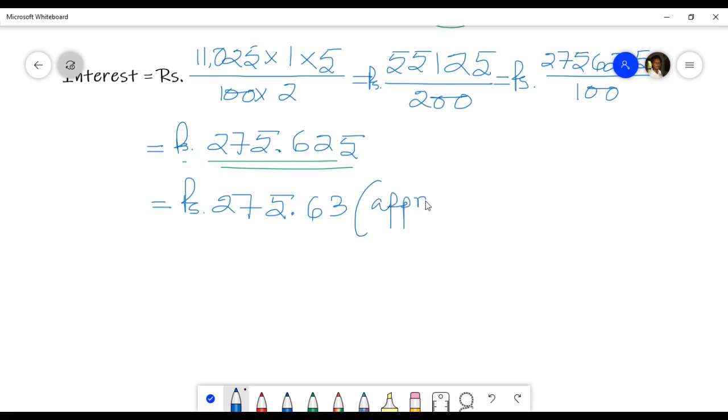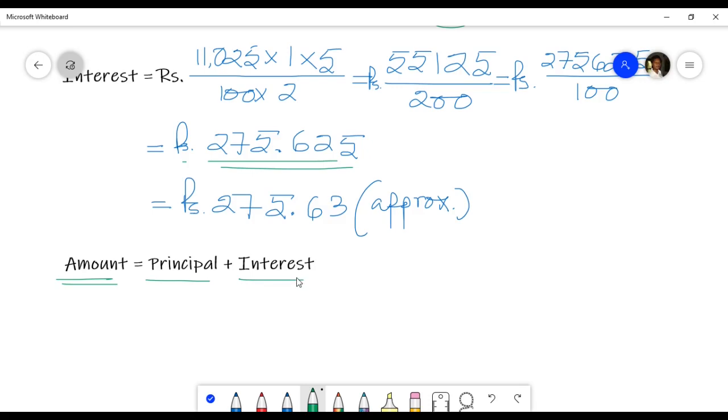I hope you understand this rule in maths. If the following or the next number is 5 or above, we add one to the previous value. So approximately we get the interest for the last half year as 275 rupees and 63 paise. We have to calculate the amount now. So the formula to find the amount is principal plus interest.